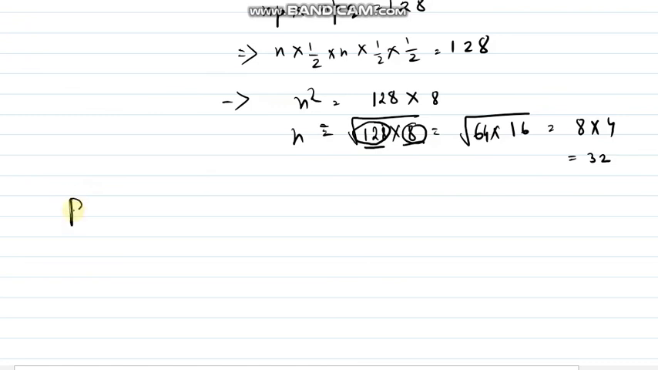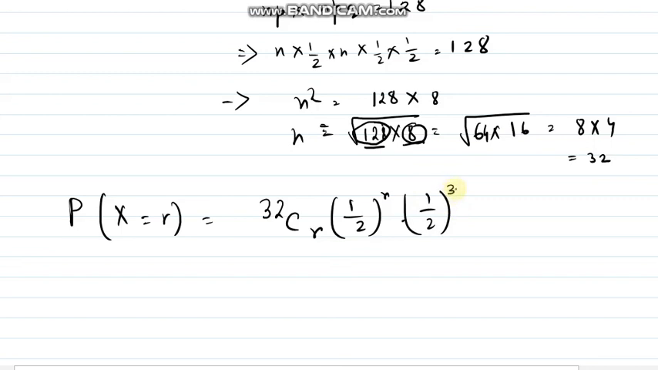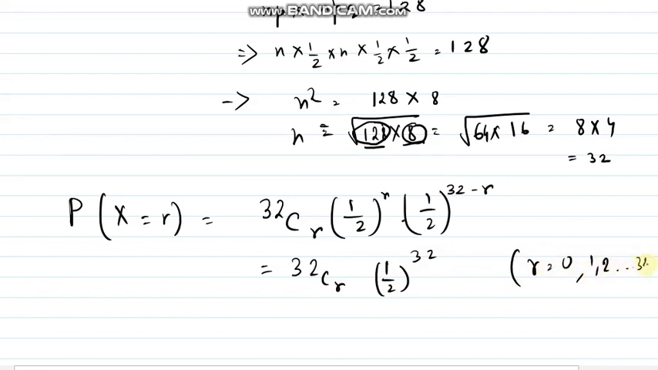So the binomial distribution will be probability of X equals r is nCr, half to the power r into half to the power 32 minus r. So ultimately this will be equal to 32Cr half to the power 32, where the value of r is 0, 1, 2 till 32.